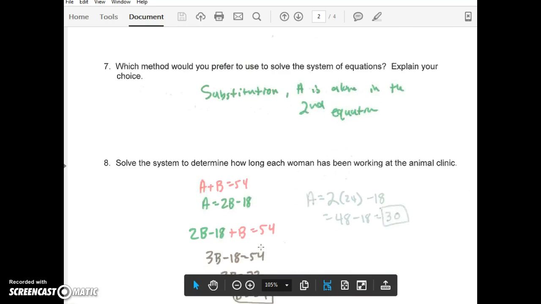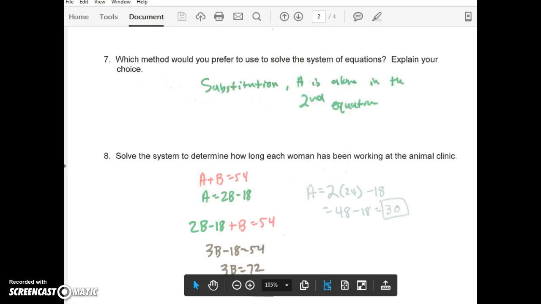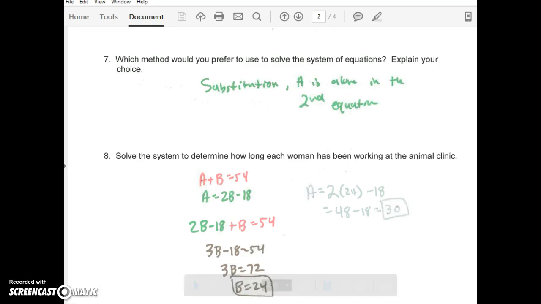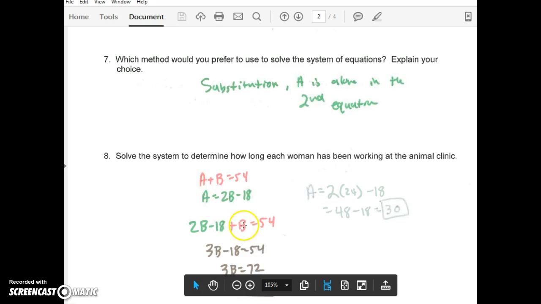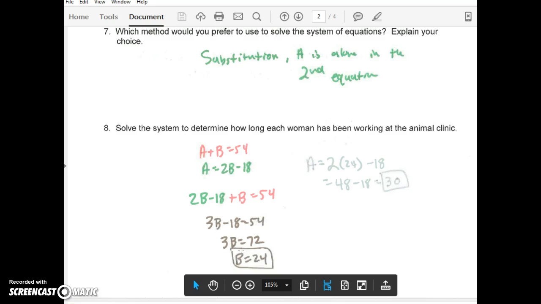In question 7, which method are we going to use? Again, I'm going to use substitution in this case, and you have a choice, but the reason I'm going to do that is in the second equation, the 2B minus 18, A is already by itself. So that would be a fairly easy thing to substitute. You could use elimination, but I think it's going to be a little bit more challenging to do that. So I took that A equals 2B minus 18, and I substituted into the first equation where I saw A, so replaced it. 2B minus 18 plus B equals 54, and I solve for B to get 24.